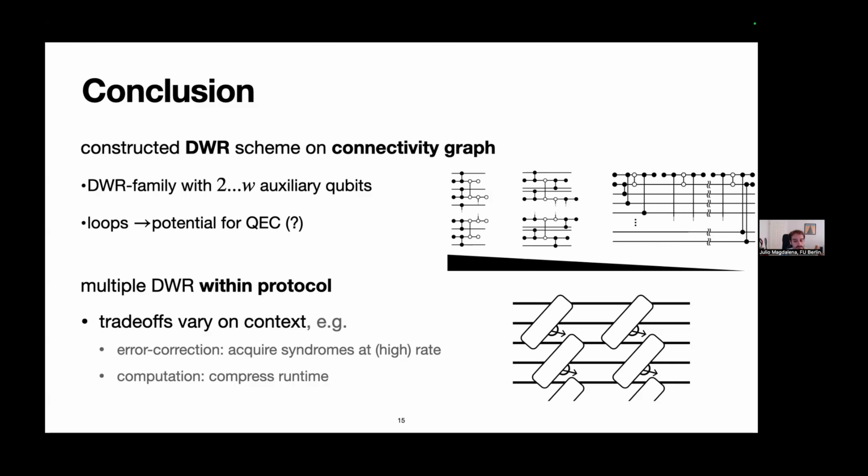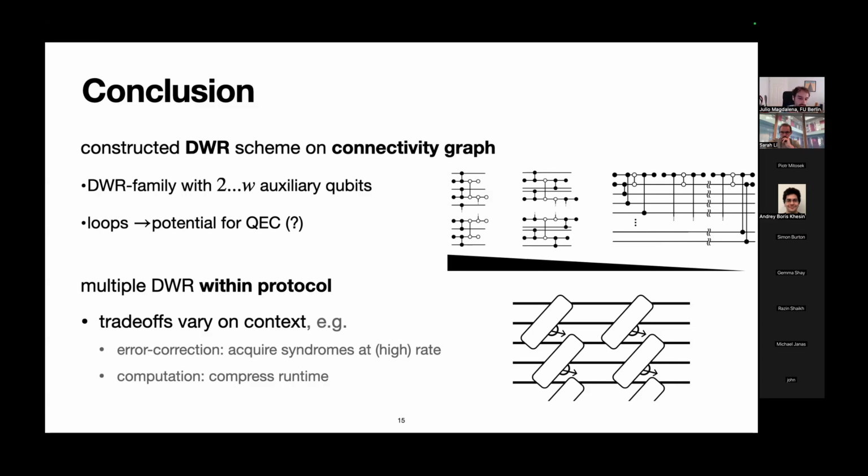leading into looking at how these dynamical weight reduction schemes play out in context when you do it for many consecutive measurements. There are different trade-offs depending on the application you have in mind. For error correction, you may want to get the syndromes at a high enough rate, so the depth shouldn't be so big. Whereas for actual computation purposes, when doing a logical compilation, compressing runtime might actually be beneficial if it's fairly cheap to add a few extra qubits, if this allows you to trim down the full runtime.